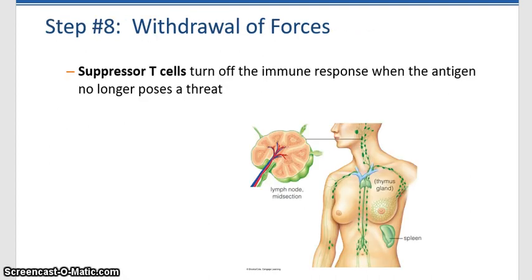There is also another type of T cell that I'd like to mention briefly here. These are called suppressor T cells. So these suppressor T cells turn off the immune response when the antigen is no longer a threat in our body.